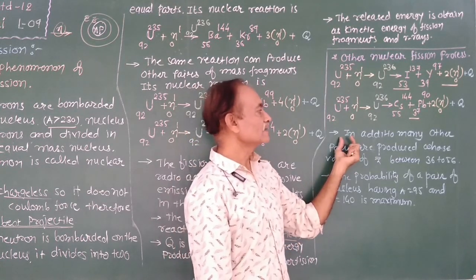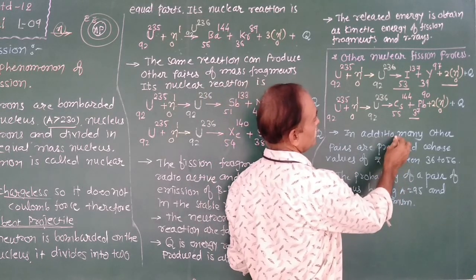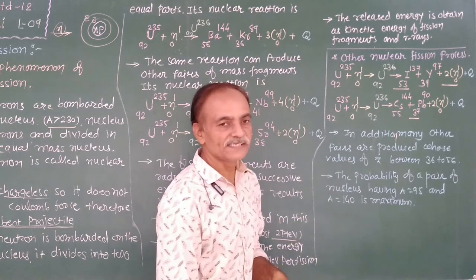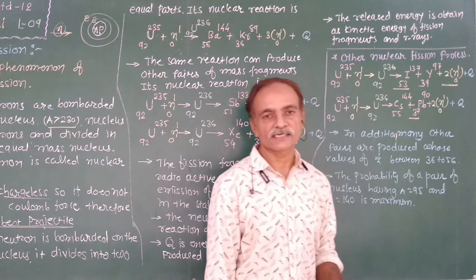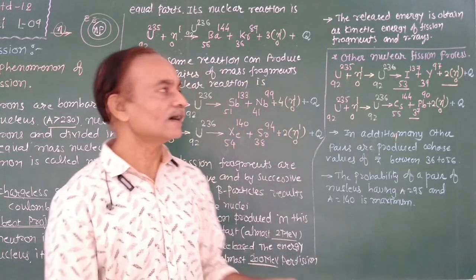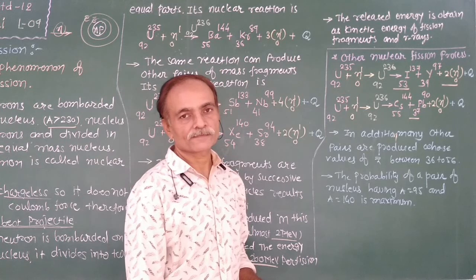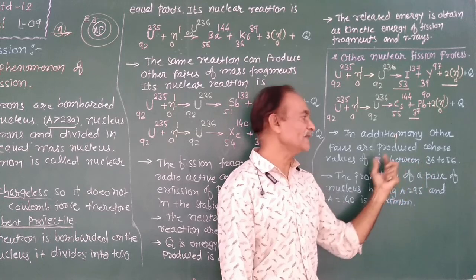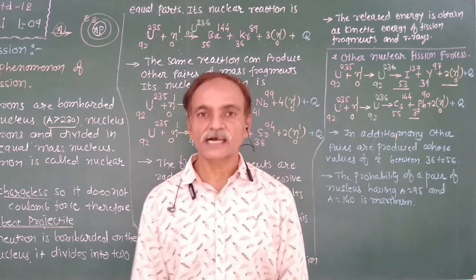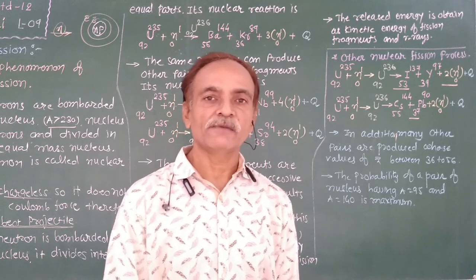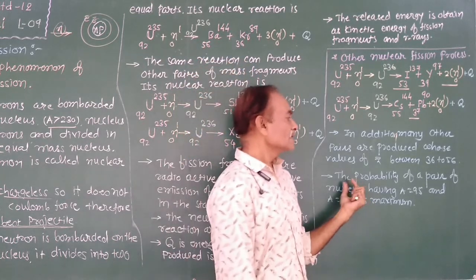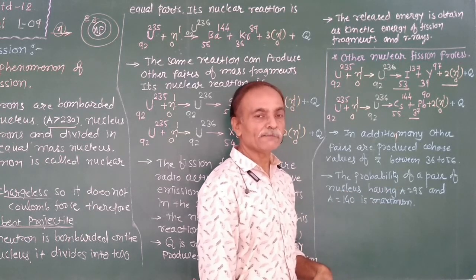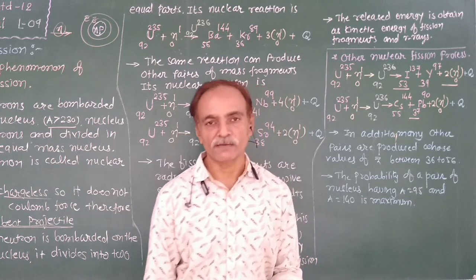So in addition, many other pairs are produced whose value of Z is between 36 to 56. It means for each fission, the fission fragments are not the same. At least more than 20 nuclei having Z between 36 and 56 are possible to produce as fission fragments. The probability of a pair of nuclei having atomic mass number A from 95 to 140 is maximum.